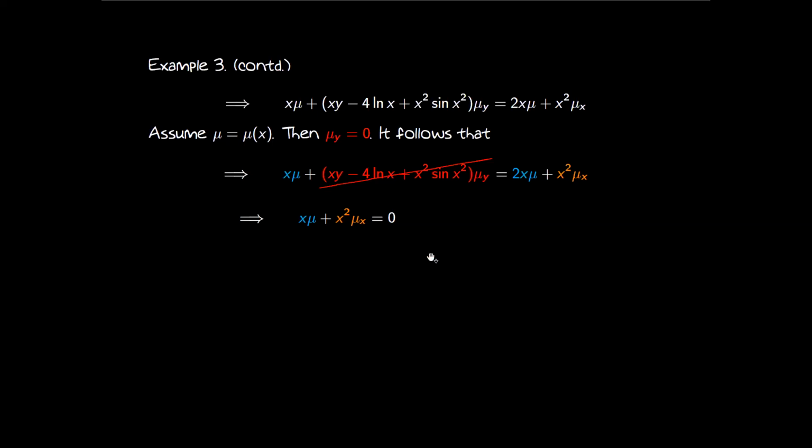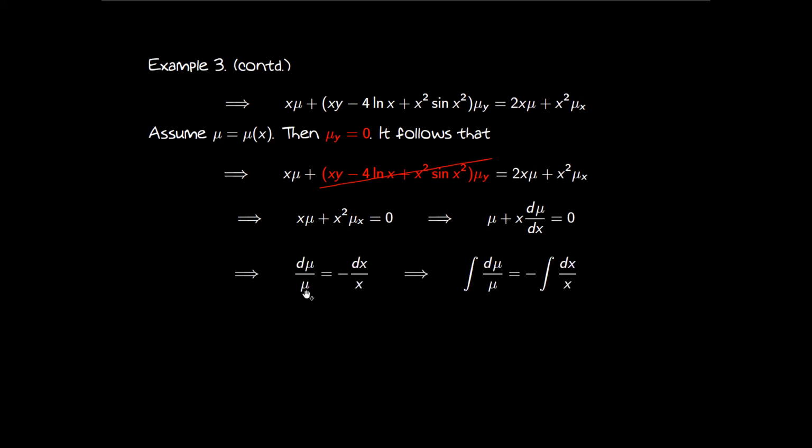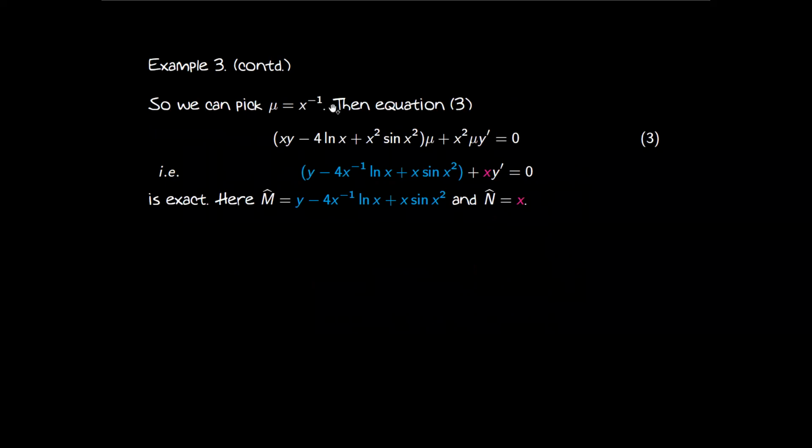You can simplify further, right? The x can be simplified. And then we know we get a separable equation for the mu. So then we can just separate the mu and x. We integrate both sides. And then we can get the natural log of mu is going to be natural log of x to the negative first power plus a constant, okay? So here, the mu is in the position of x to the negative first. So we can simply pick our mu as x to the negative first.